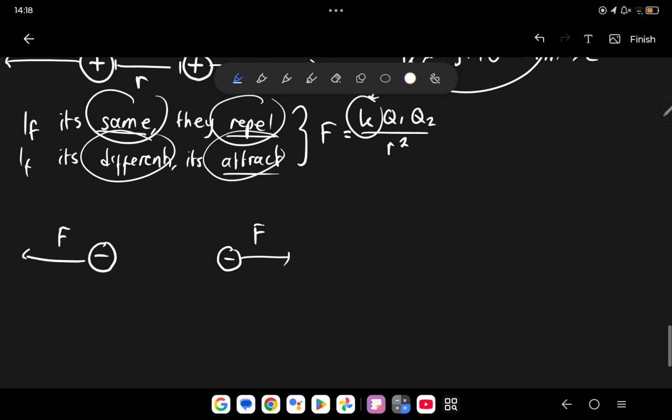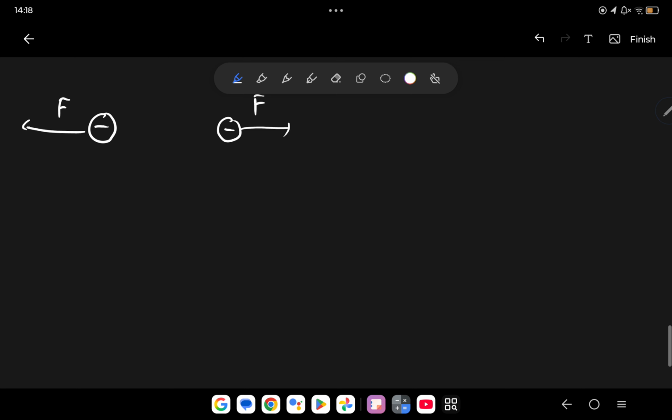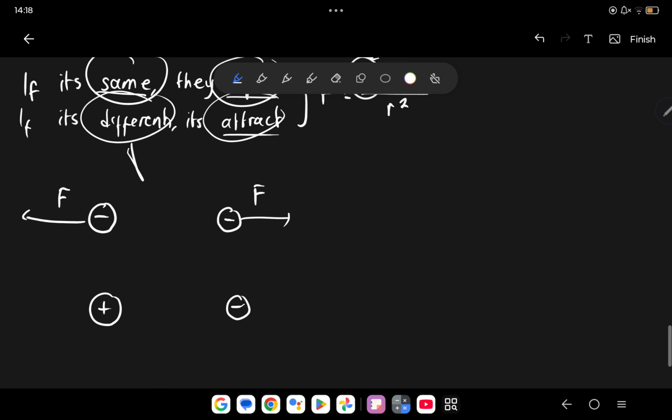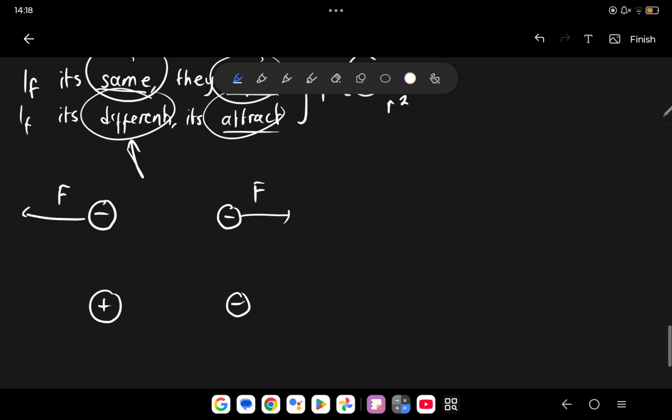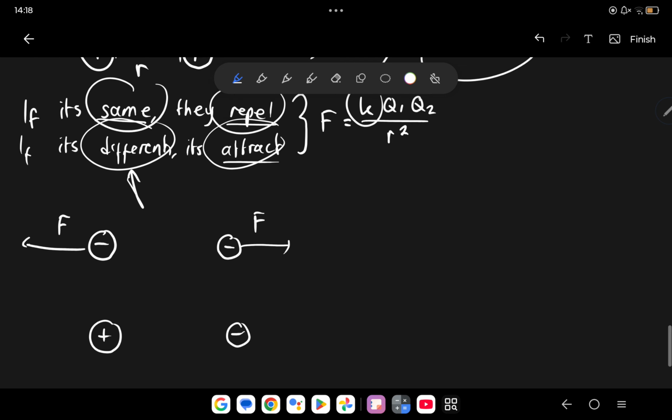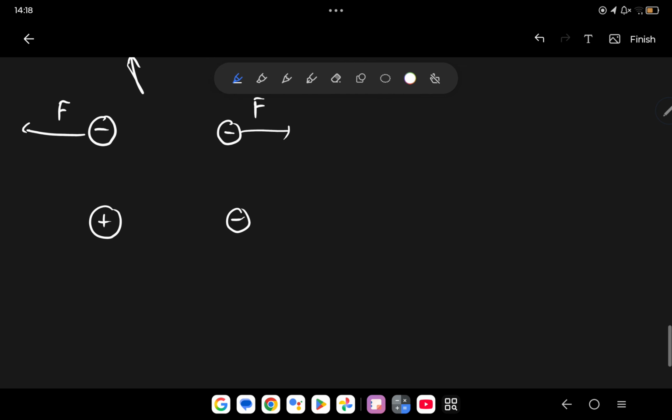See? Not so bad. Alright, let's do another one. What if I have a positive and a negative this time? Ooh, this is interesting. They're different this time. They're different because one is positive, one is negative. So now they're going to attract. They will pull each other closer. So romantic, so cute.